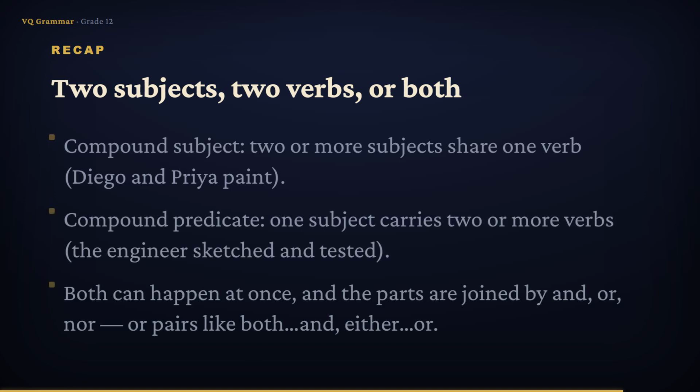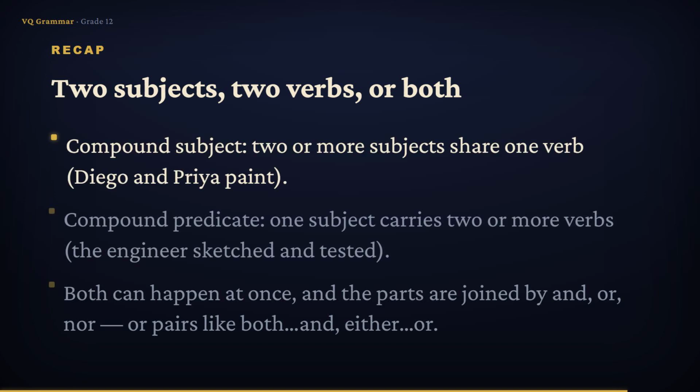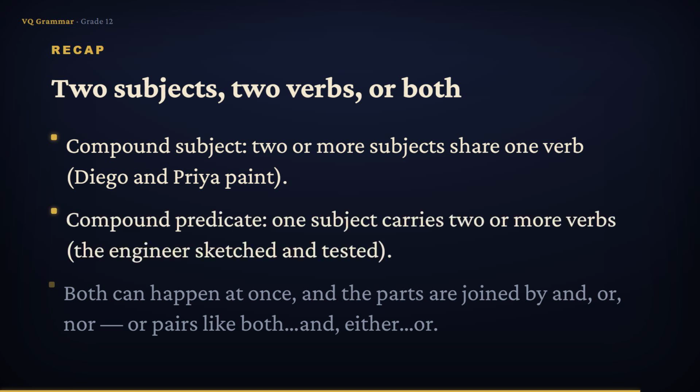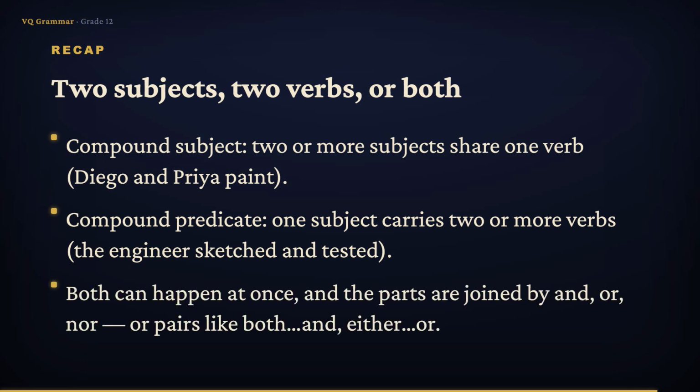Let's gather up what we learned. First, the compound subject, 2 or more subjects sharing a single verb, like Diego and Priya paint the mural. Second, the compound predicate, 1 subject carrying 2 or more verbs, like the engineer sketched and tested the bridge. And third, remember that a sentence can hold both at once, and that all of these parts are stitched together by the joining words, and, or, nor, and matched pairs like both, and, either, or. Count the subjects, count the verbs, and the structure names itself.